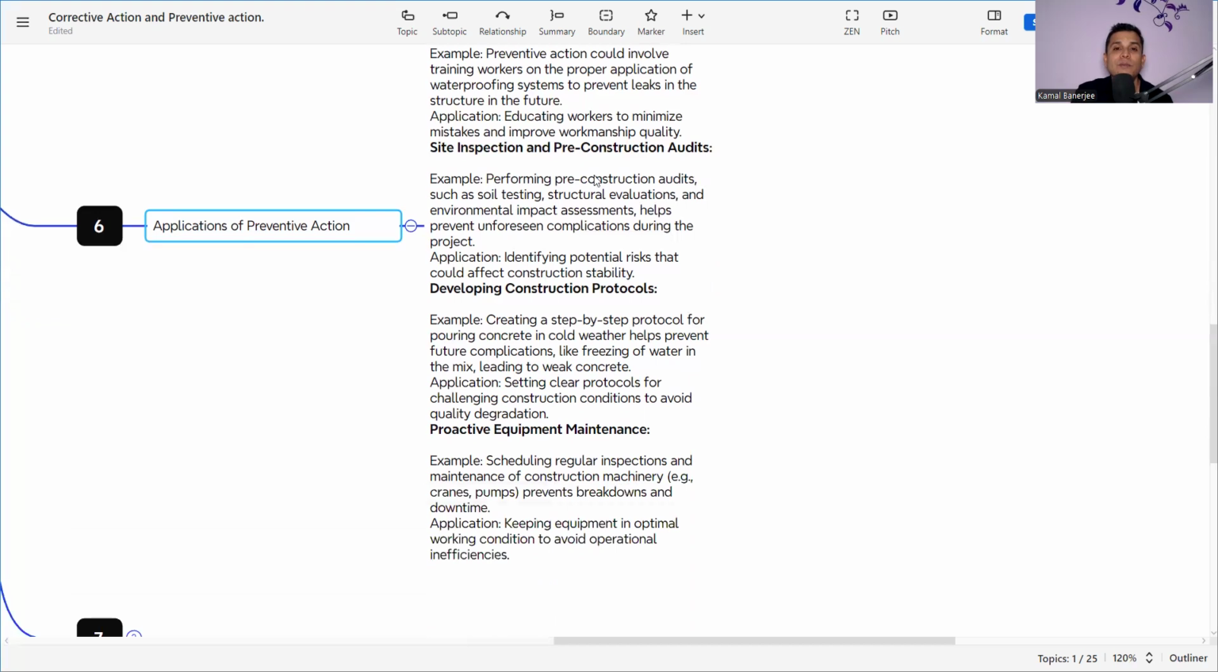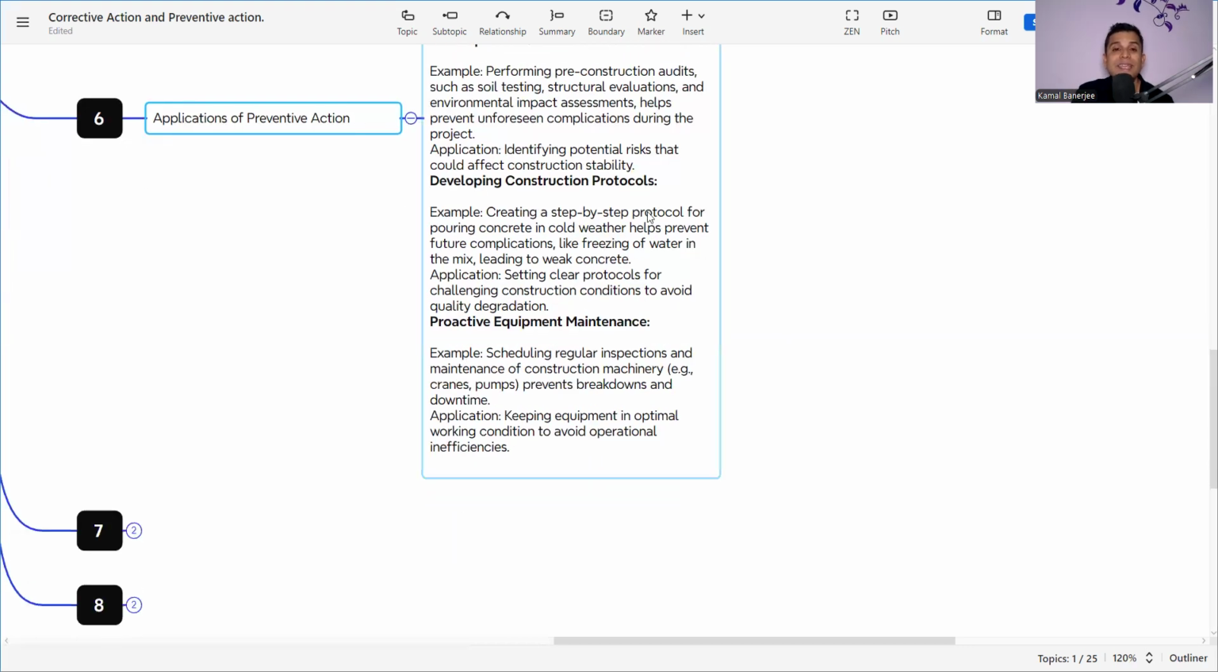Then site inspection and pre-construction audit, which was already discussed: if we do the pre-inspection or pre-construction audit, then we can easily find out what issues can arise, and they can be mitigated before the actual activities. Then developing construction protocols. Creating step-by-step protocols for pouring concrete in cold weather helps prevent future complications like freezing of water in the mix, leading to weak concrete structures.